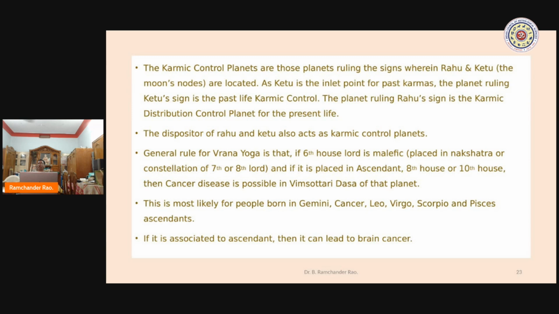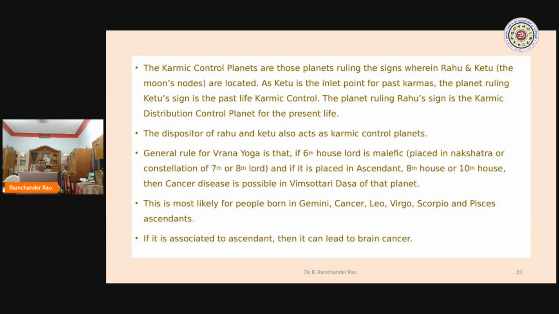As Ketu is the inlet point of past karma, the planet ruling the Ketu sign is the past life karmic control. Whatever you have done in the past, as it says, Purva Janma Sukrutam Papam Vyadi Rupena Piditam, that comes here, according to Ketu. The planet ruling the Rahu sign is the karmic distribution control planet for the present life.